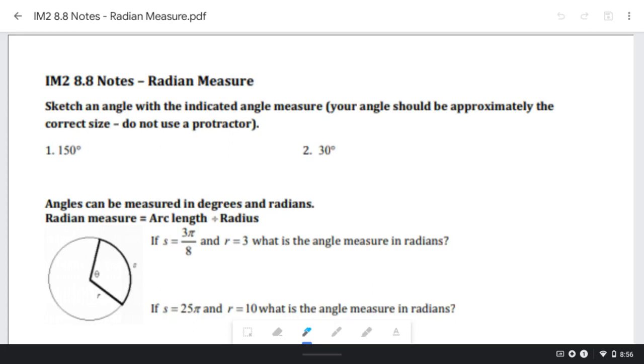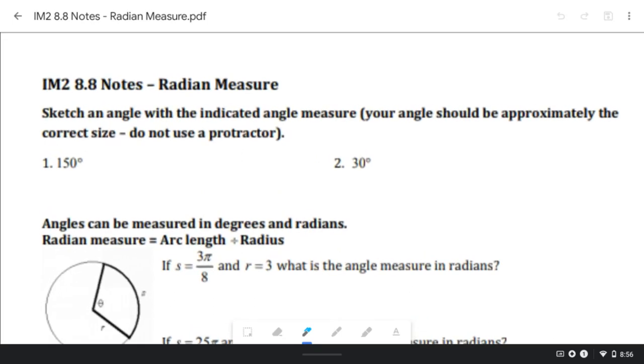All right, so today's lesson is on radian measure 8.8. And the first two problems tell us to sketch an angle with an indicated angle measure without using a protractor. So the first thing you want to do is think about, okay, what degrees am I familiar with? I'm familiar with 180, which is a line. And then halfway through, perpendicular, would be a 90-degree angle, which is 90 degrees.